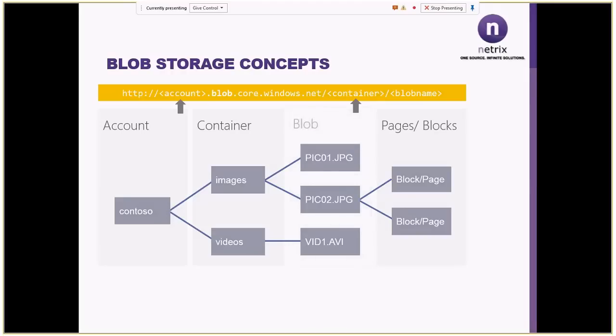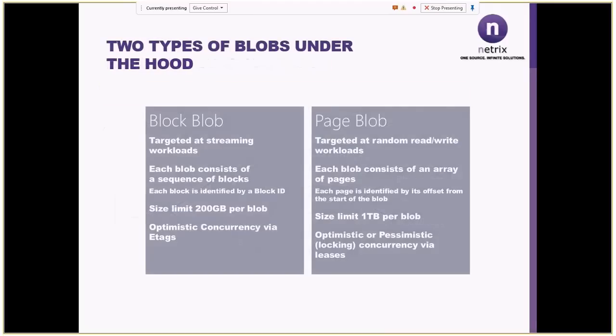Now, you can have page blobs and block blobs, and we'll talk about the difference. A block blob is optimized for your streaming workloads, like your videos, as I said. A page blob is going to be your VHD. It's going to be a mountable drive, and that's been optimized for read and write workloads.